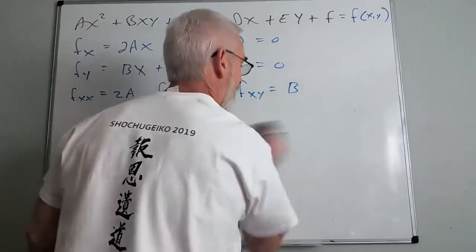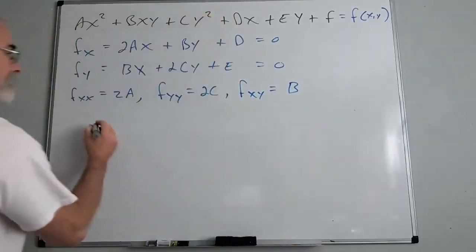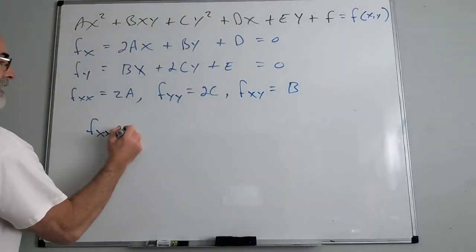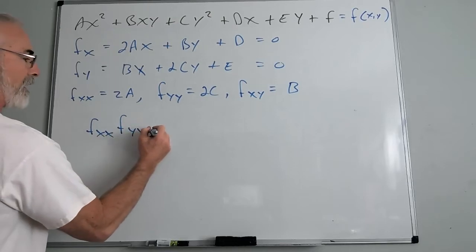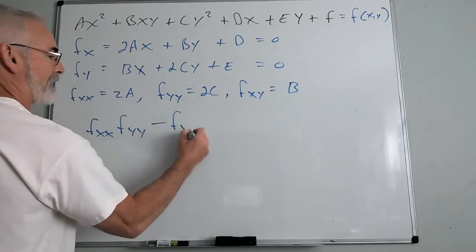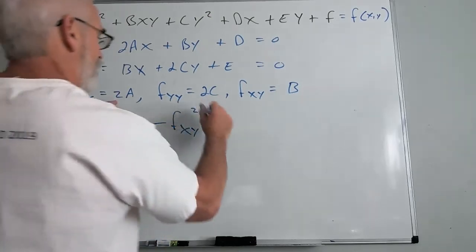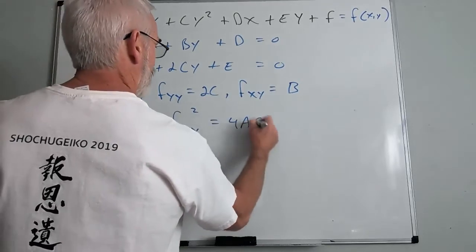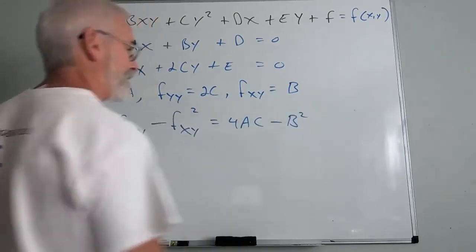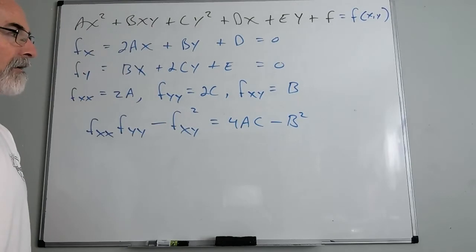Now I want you to notice something. If I write fxx times fyy and I subtract the square of that, what a crazy thing. Why would I ever do such a thing? What am I going to get? 4ac minus b squared. Oh, wait a minute.